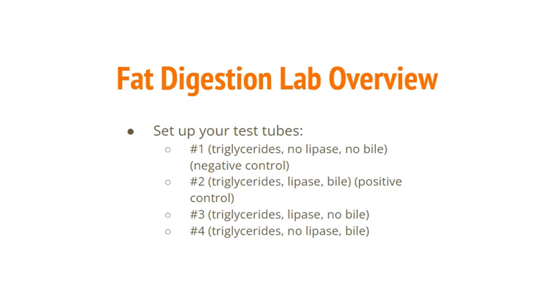So just remember the fat digestion lab which we did. We set up our test tubes with the negative control and the positive control. Our positive control has the lipid, lipase, which is an enzyme, and bile to mechanically break down a lipid to increase the surface area, so the lipase enzyme can easily break them down. Then our negative control does not have enzyme, does not have bile, only lipid, so we are sure that nothing is going to happen in the negative control.